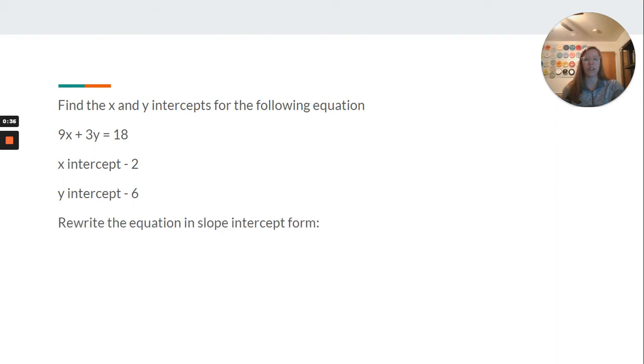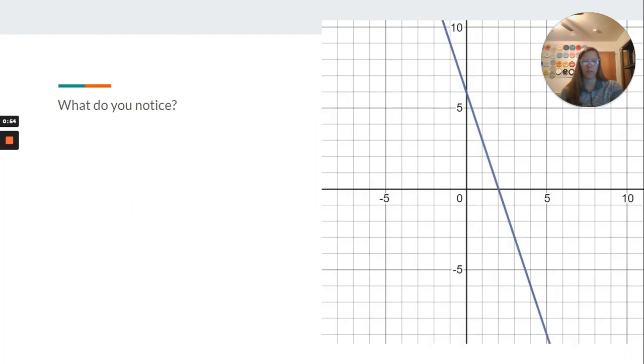So it says rewrite the equation in slope-intercept form. Oops. Ignore the rewrite it in slope-intercept form. My apologies. We're going to graph both of these equations. So 9x plus 3y equals 18. Y equals negative 3x plus 6. So they're graphed. Promise. So what do you notice? Well, both equations are the same line, okay? Because one is behind the other one. And that might not be the easiest thing to tell in the picture, but I promise that's how it is.